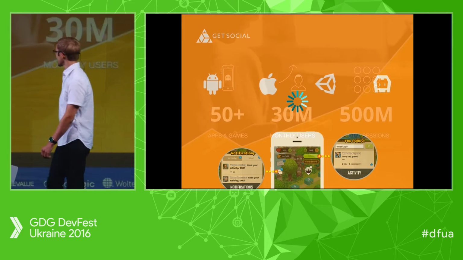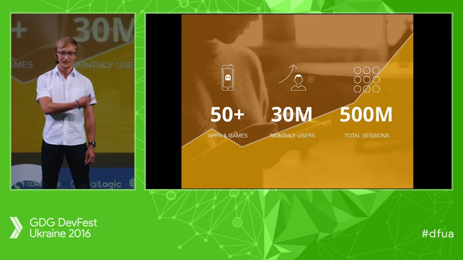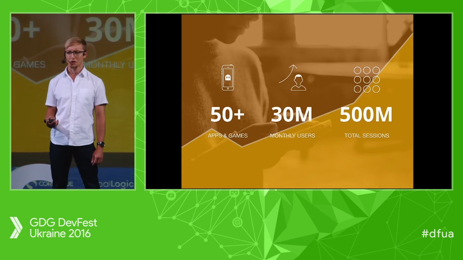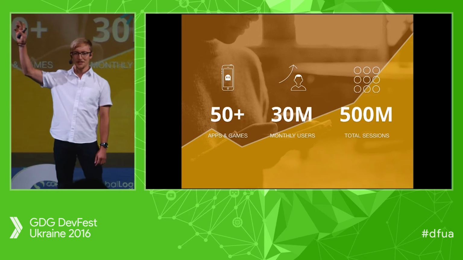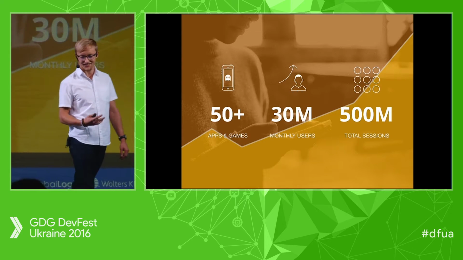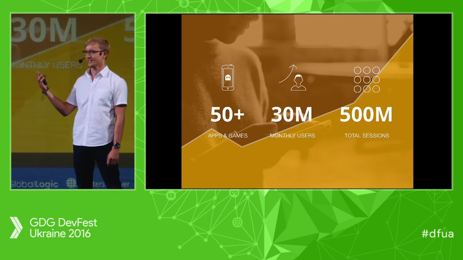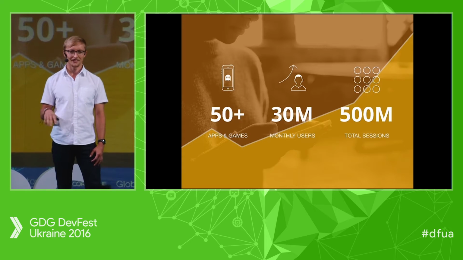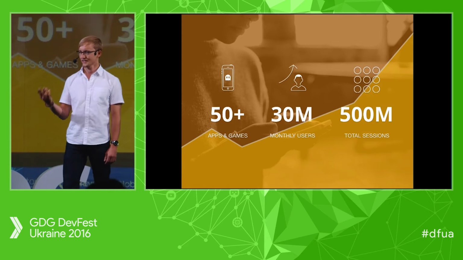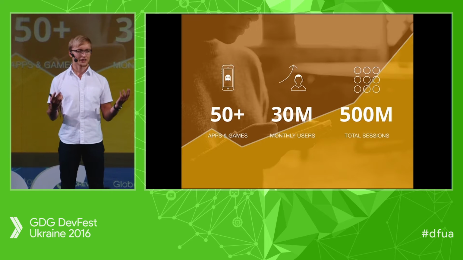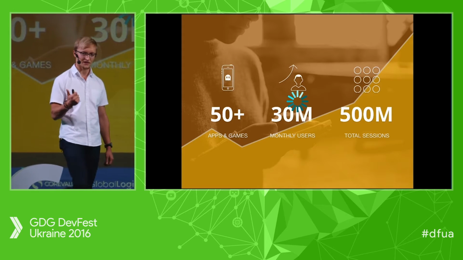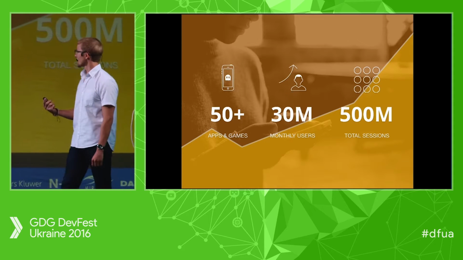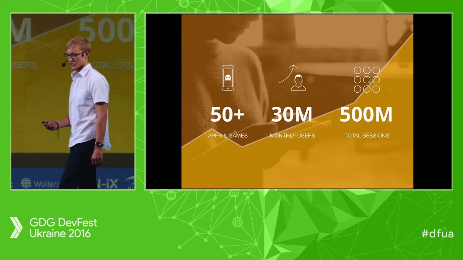Just a bit of statistics on which scale we are working. So far, we have around 50 games integrated. From our clients, you probably know Angry Birds. So we integrated into almost all Rovio titles, also Wargaming, Glue, and so on. Each month, we serve around 30 million users. When you serve such a huge audience, your SDK should be perfect. It should be fast, it should be maintainable, and easy to use. And around the year, we serve around 500 million sessions.